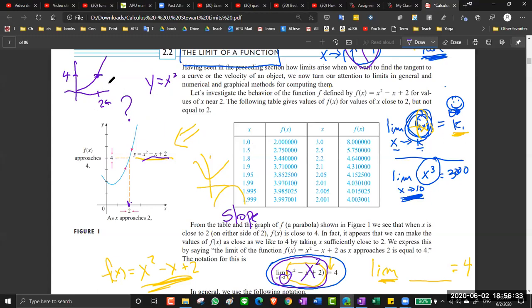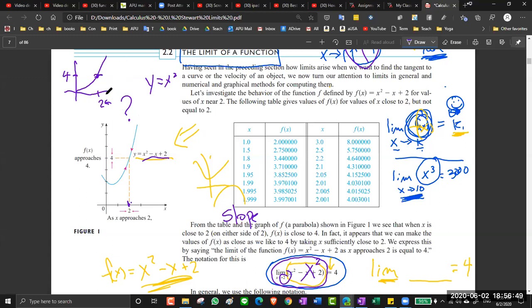So if I ask you what's happening to the height as x gets close to 2, it's obvious. What's the answer? It approaches 4. Yeah, it's getting close to 4. I mean, there's no other answer, right?